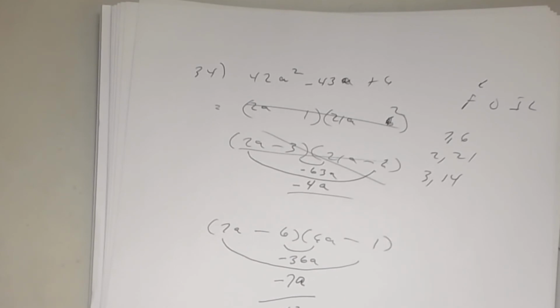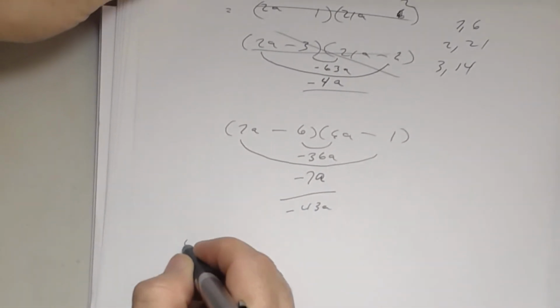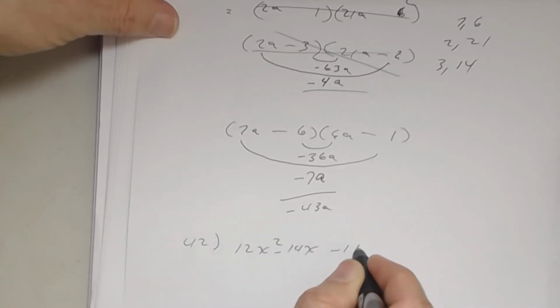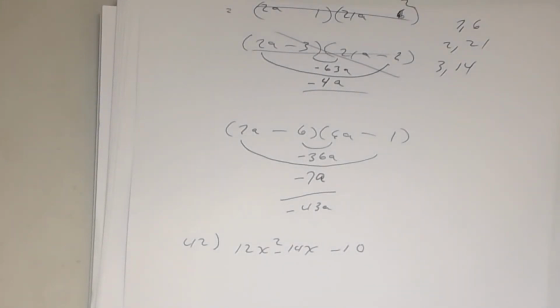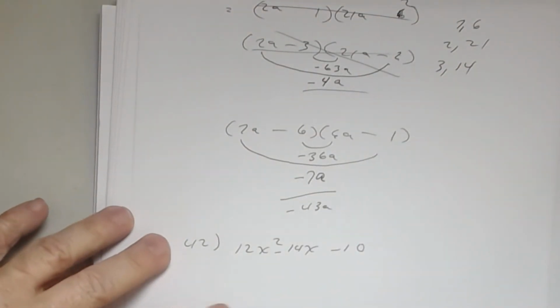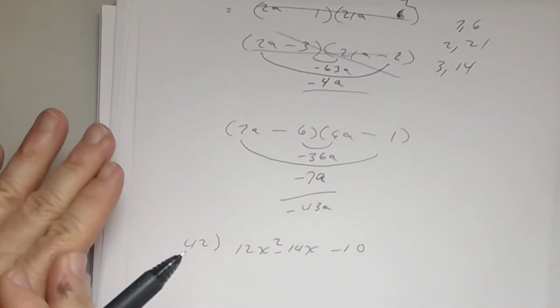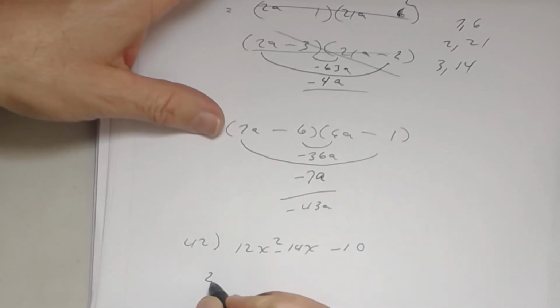All right, let's look at 42. You have 12x squared minus 14x minus 10. What do you want to do? GCF is 2. Now, if you forgot, remember we did some problems in a previous lesson where we forgot the GCF? You can forget about the GCF right now, but when you do the factoring, you'll be able to take out a common factor. But it's always easier to take out the GCF at the beginning. So what's the GCF? 2. So 2 times, and what's left?